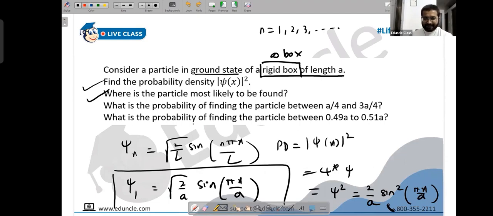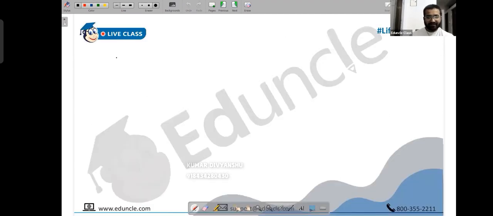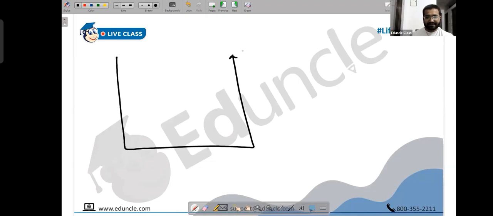The second part is not yet done. The question is, where is the particle most likely to be found? Do you remember the shortcut trick to get this answer? We have to plot the sine squared, and where the amplitude is maximum. V of x is infinity outside, and where is the amplitude maximum? The box is 0 to a.